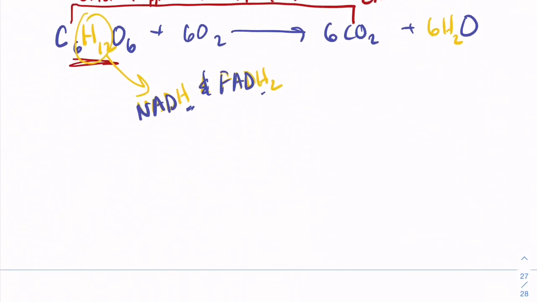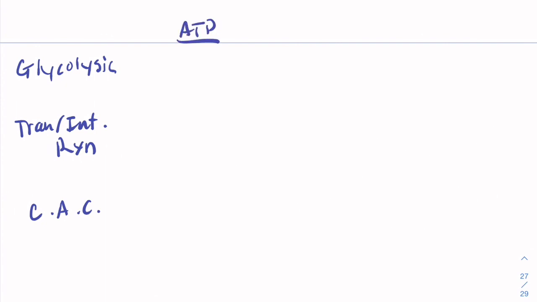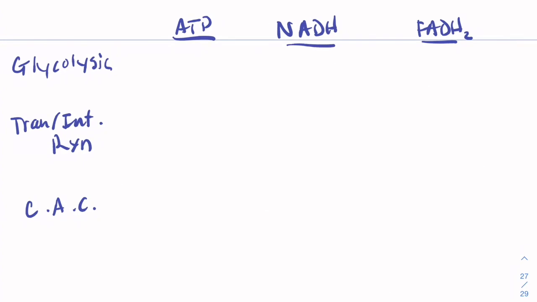Before we talk about this part here, let's add up the goodies that we have so far from glycolysis, the transition step, and the citric acid cycle. So let's make a little table for ourselves. Let's figure out how much ATP we got from each, how much NADH, and how much FADH2.